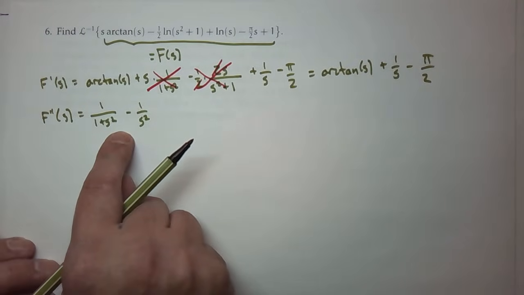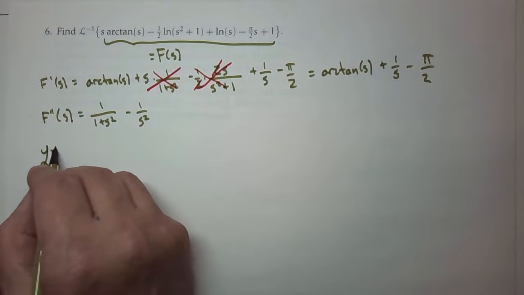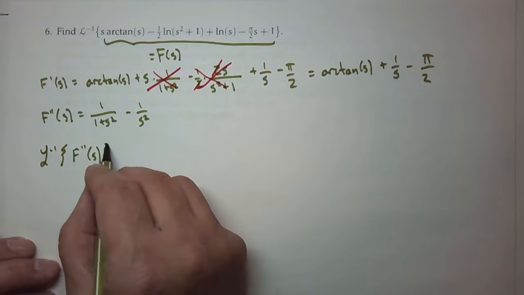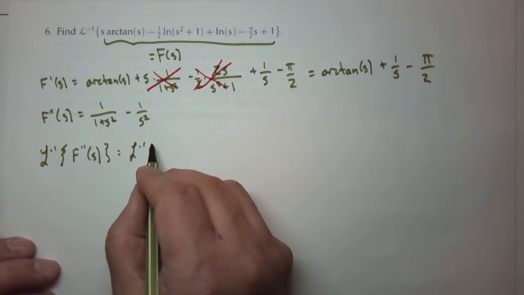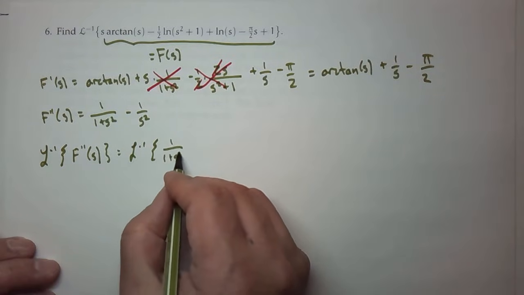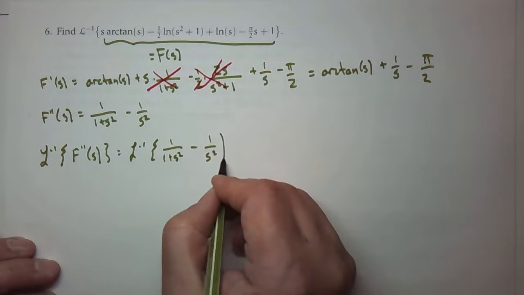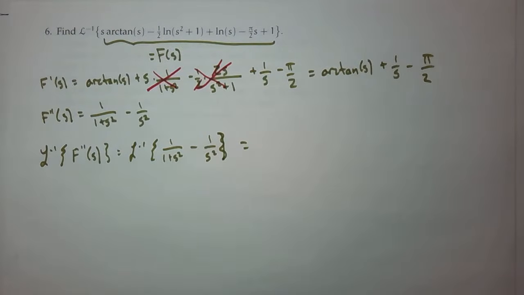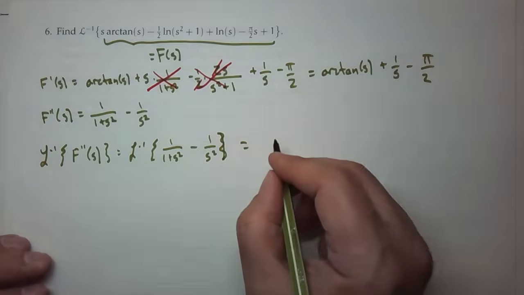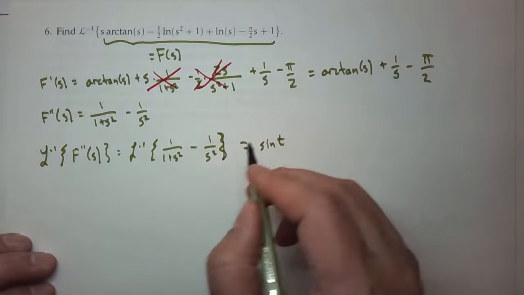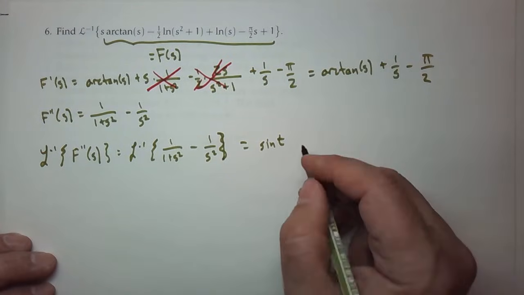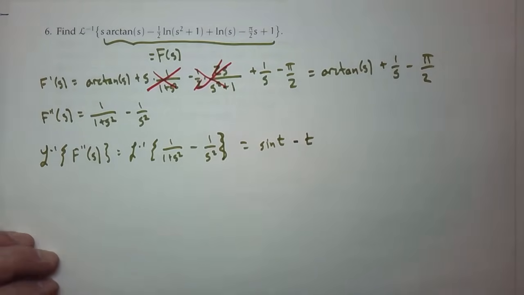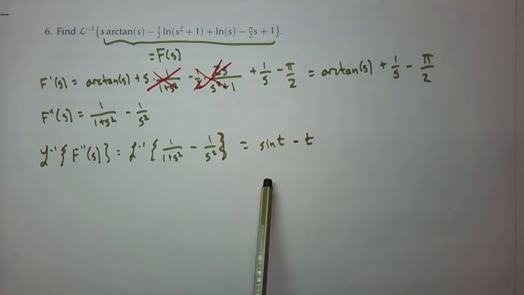Now, can we take this inverse Laplace? Yes, we can. So you can say, the inverse Laplace of f double prime of s is the inverse Laplace of 1 over 1 plus s squared minus 1 over s squared. Well, inverse Laplace of 1 over 1 plus s squared is sine of t. Inverse Laplace of 1 over s squared is t.